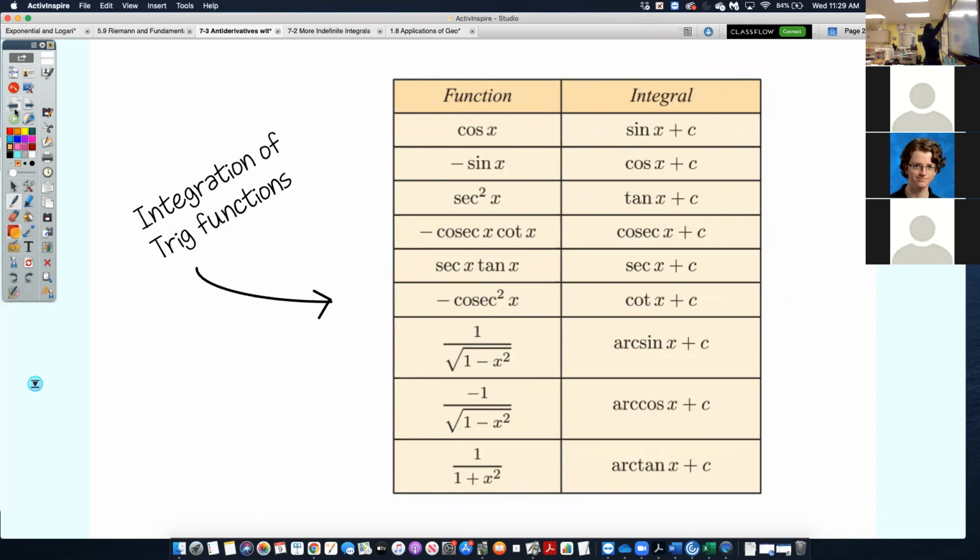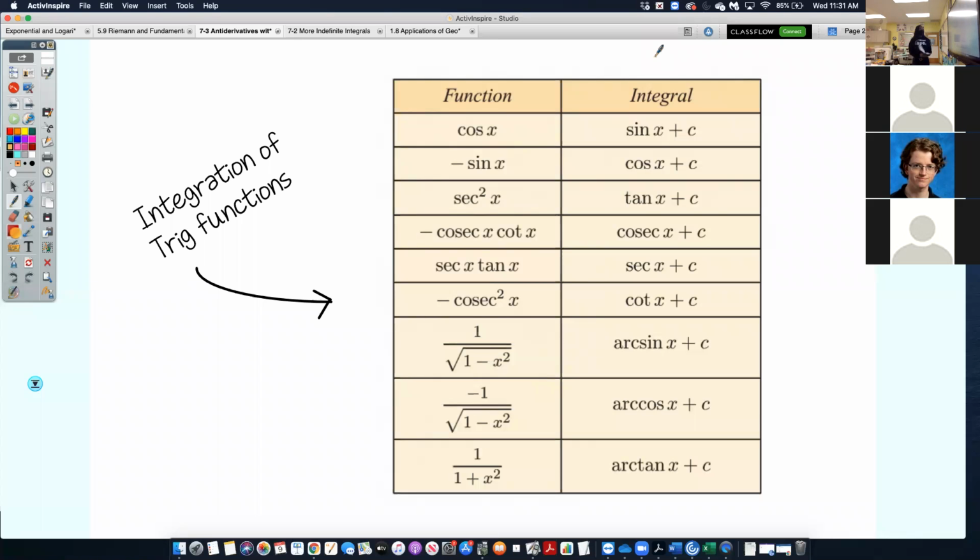So if you're given the cosine of x, the antiderivative of that is sine x plus c, and then the rest follow along accordingly. Of course, for any of these, if there's a leading coefficient, you have to take into account the constant multiple rule when you're taking the antiderivative. But pretty much these are them.